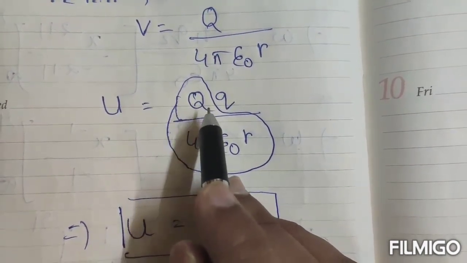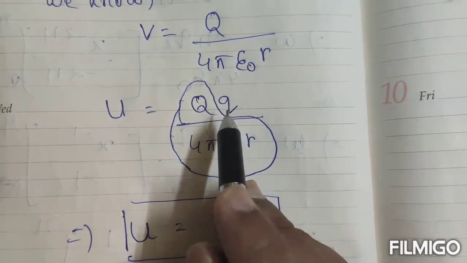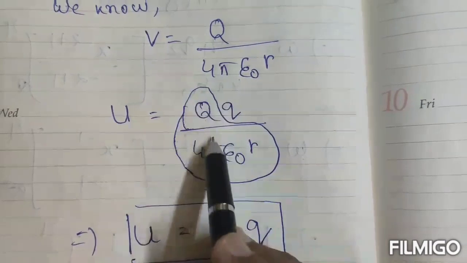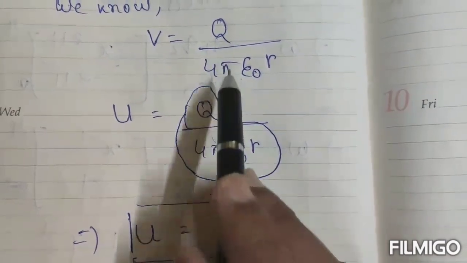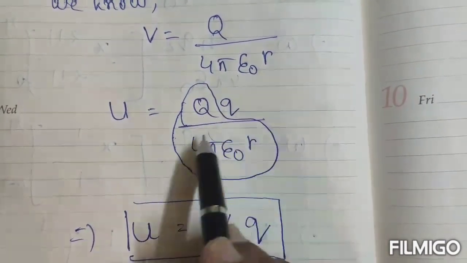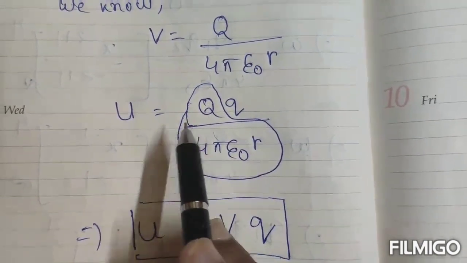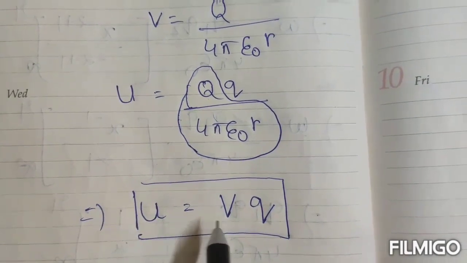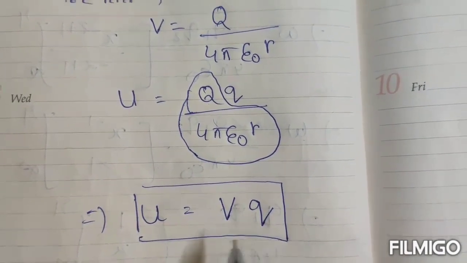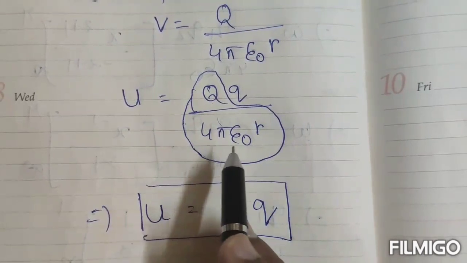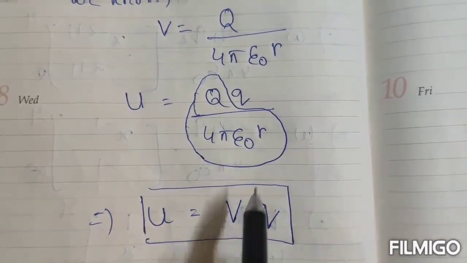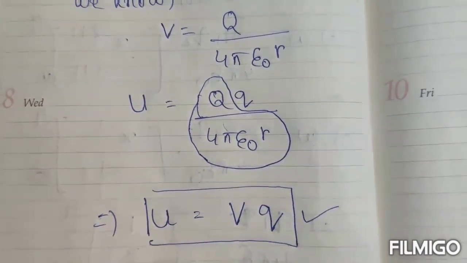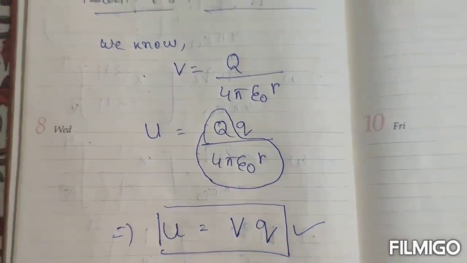So let us take Q1 as source charge capital Q and test charge as small q. So Q into q by 4 pi epsilon naught into R. You see the difference. The similarity is only Q by 4 pi epsilon naught into R, right? So what is this? V. So U equals V into q. This Q by 4 pi epsilon naught into R is V multiplied with q. So what is the relation? Direct relation. Thank you.